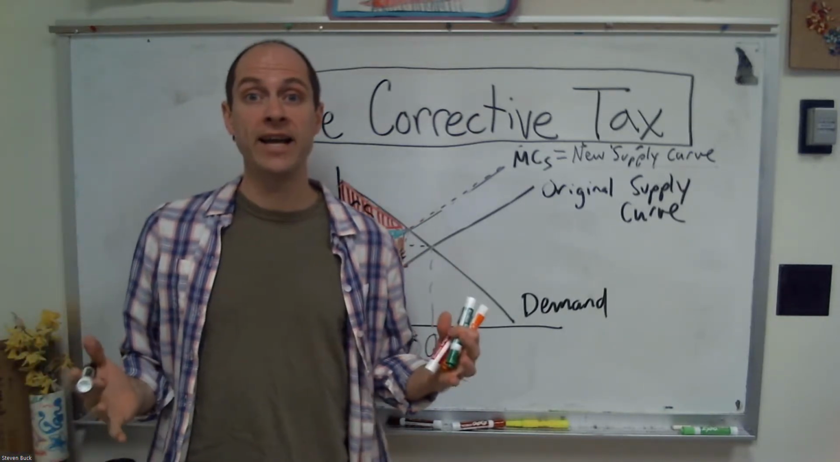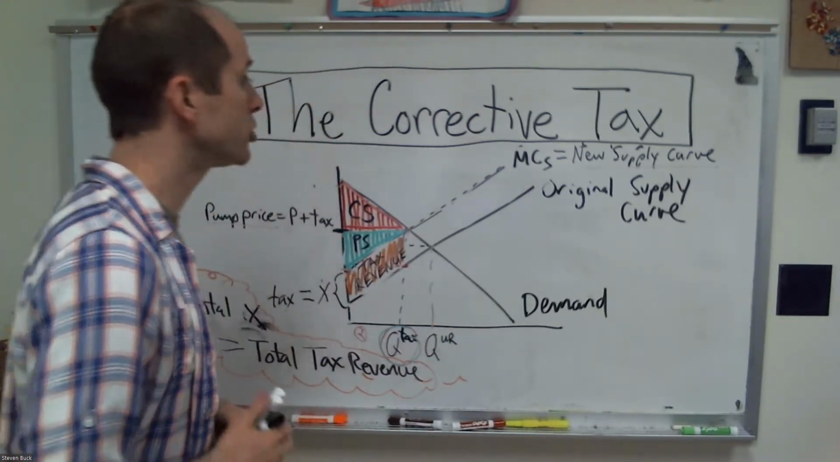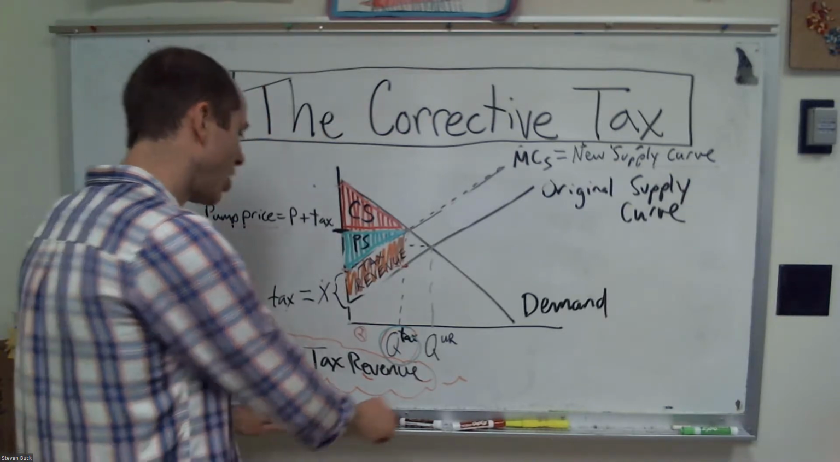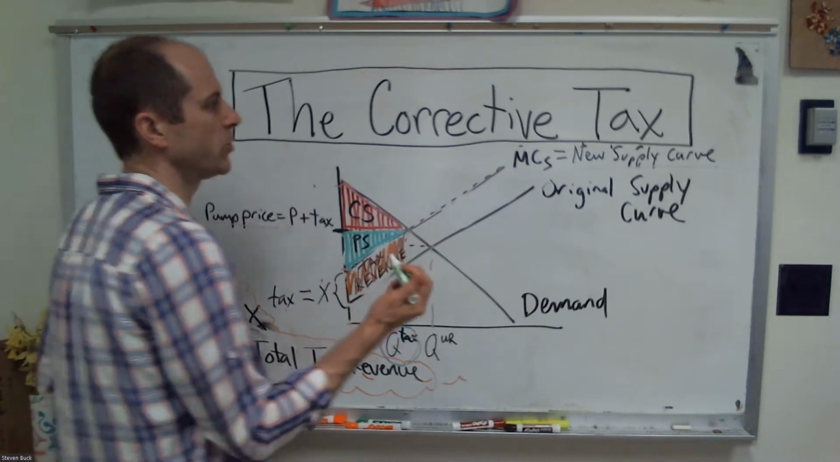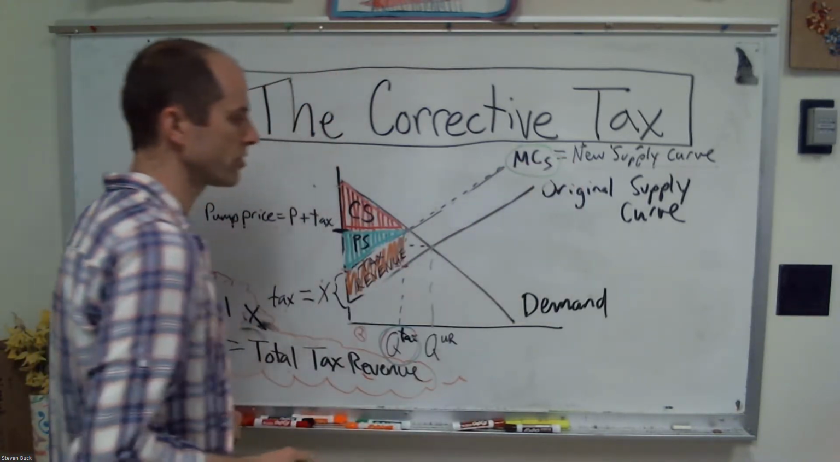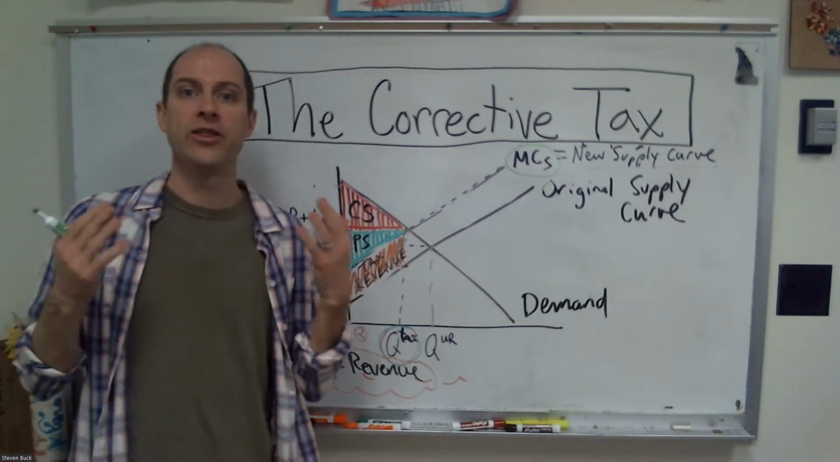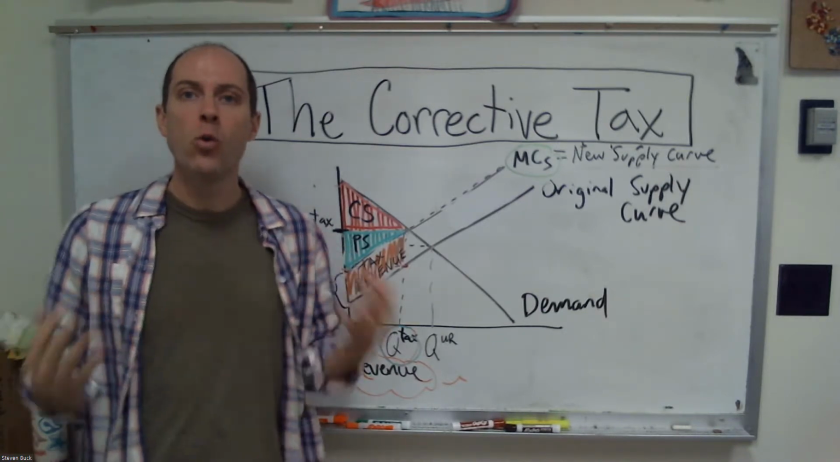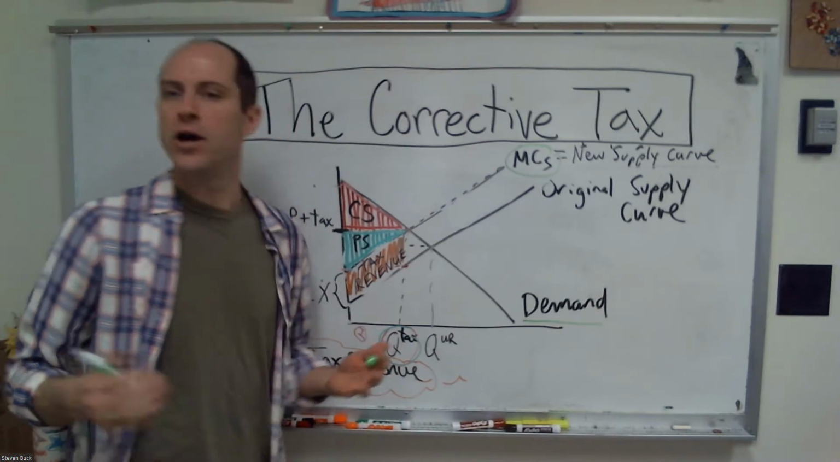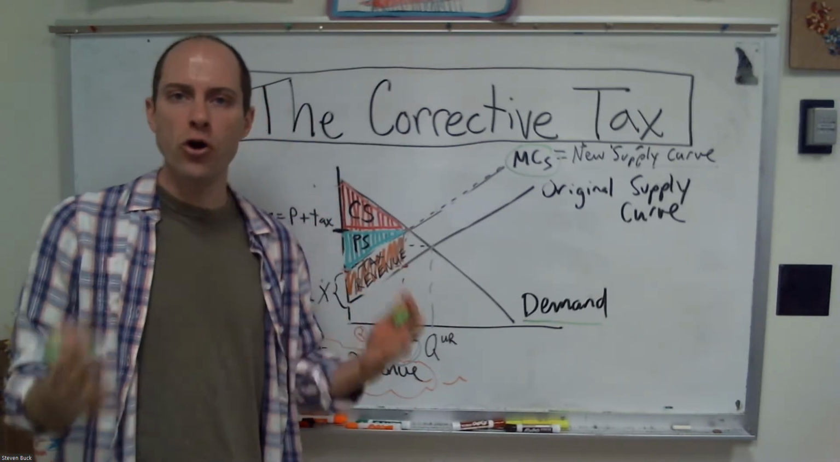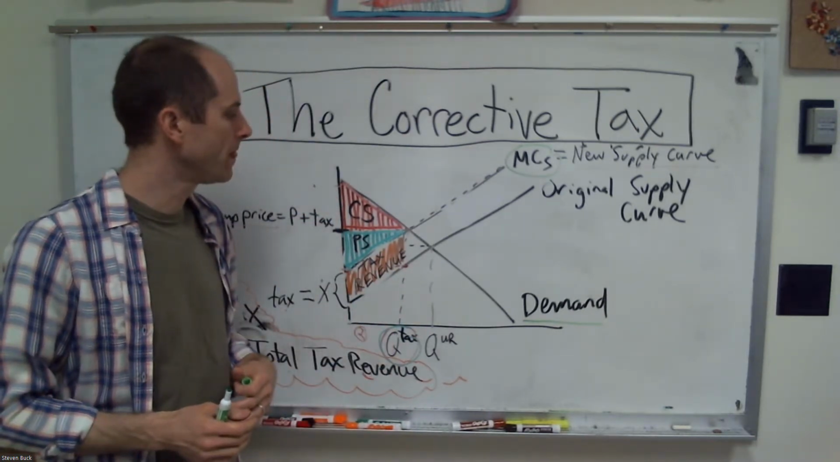Total surplus, we haven't hit on that yet. Total surplus is always going to be the difference between the social marginal cost curve and the social marginal benefit curve. What's the social marginal benefit curve here? It's just the demand curve, because there are no positive externalities.